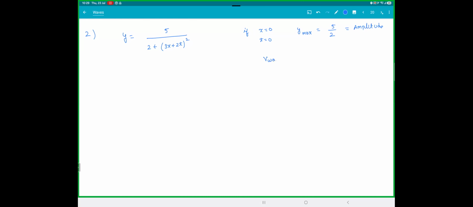What is the wave speed? Coefficient of time by coefficient of x, along minus i cap. Why? Because there is a plus in the middle. It is a left traveling wave.